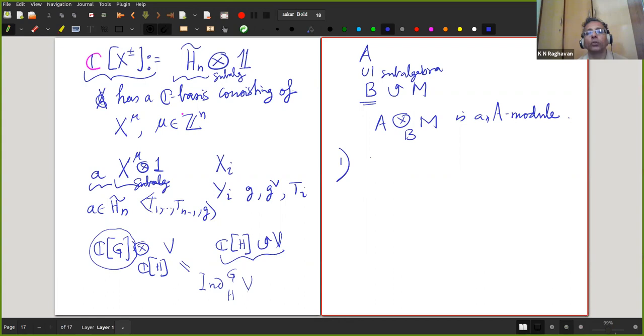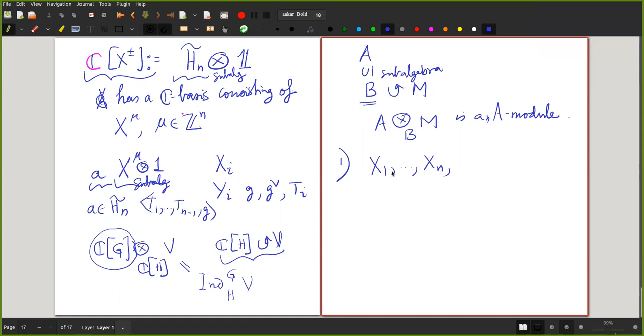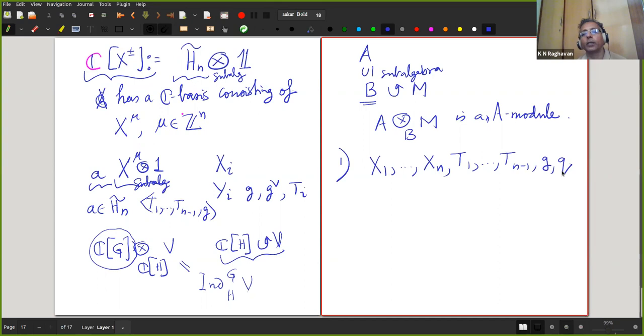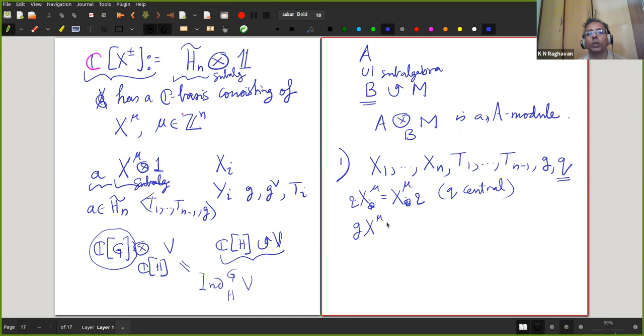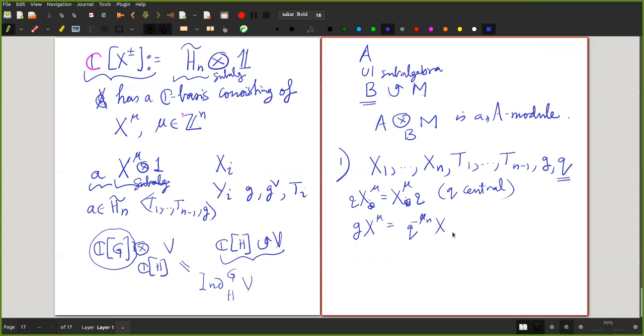I'm just trying to write down what Apurva is saying. So that's the subalgebra. So this G, Q, this was a set of generators. There's a Q as well. And Q is central, so it goes through. So Q Xi is Xi Q, no problem, or X mu, let me write X mu. No problem because Q is central. But for the others, G X mu, we wrote down something, maybe with a Q power minus something, and then G on this side. This was Q power minus mu. I would say keep the Q on the right as well.